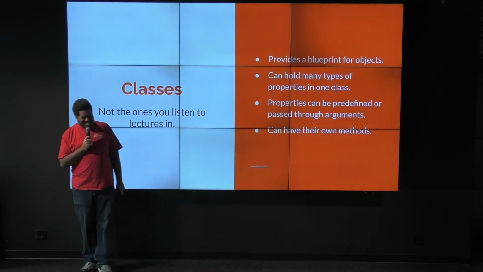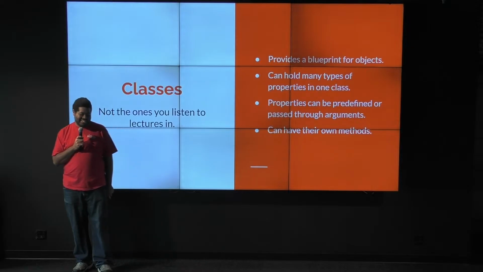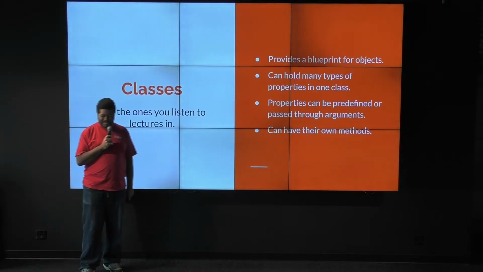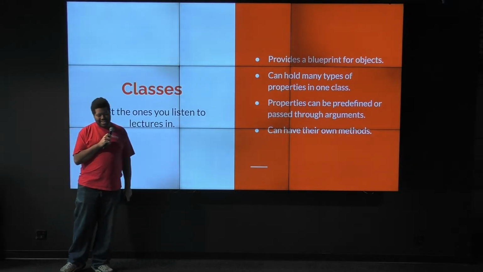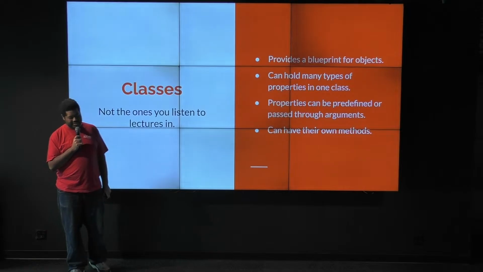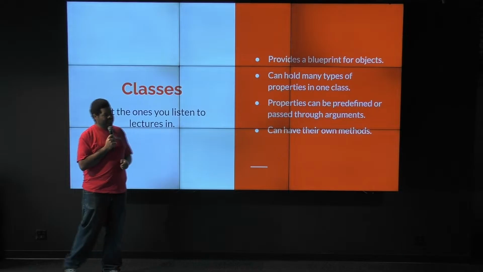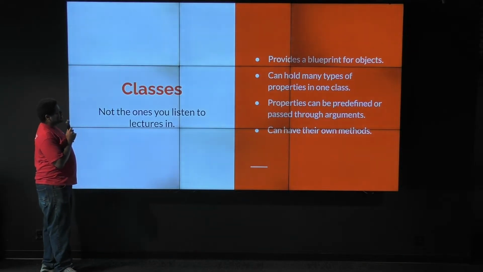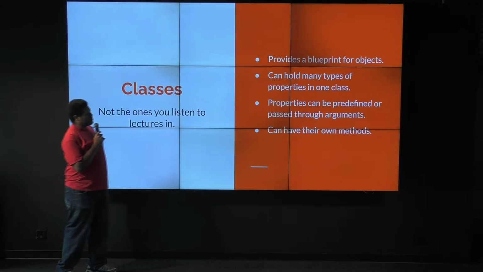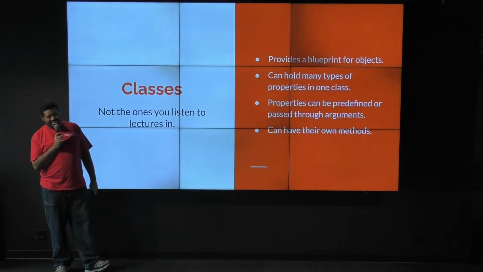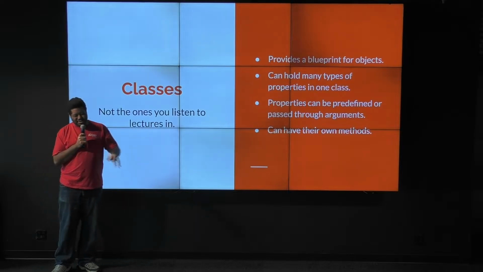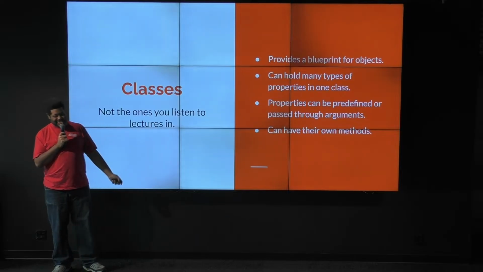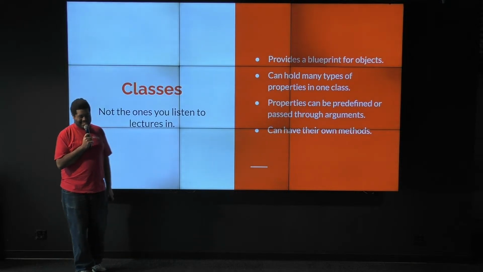Classes, not the ones you listen to in class, but they basically provide a blueprint for objects. You can hold many properties. They're predefined through arguments, and they can have their own methods. Basically, you can just think of it as if you want to make a guy, you take the guy and you mold them into something. It's like a mannequin, I guess. You haven't added anything yet. They're just a framework.